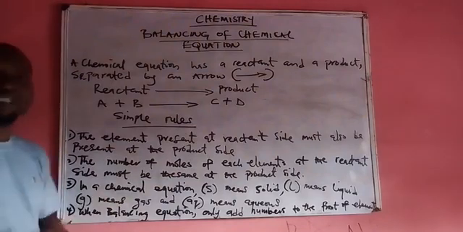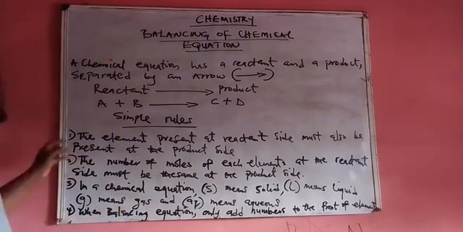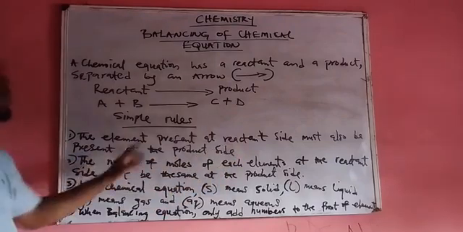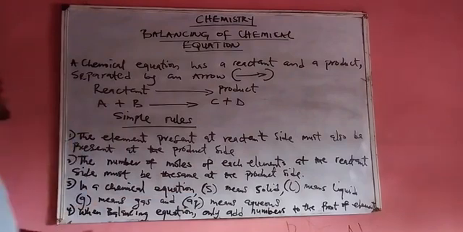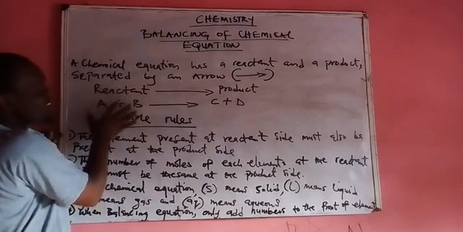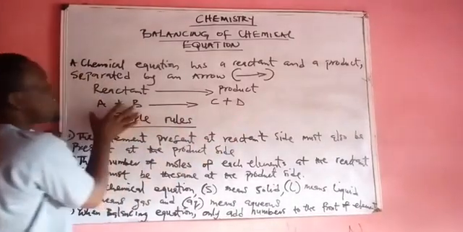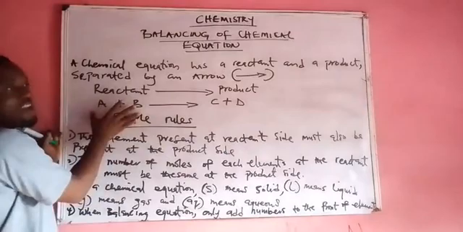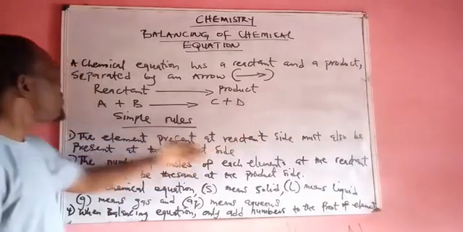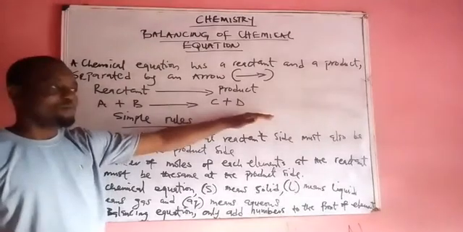When balancing a chemical equation, let's check the simple rules that we normally use. The first thing: the elements that are present at the reactant side must also be present at the product side. What do we mean? If hydrogen, oxygen, and nitrogen are present at the reactant side, they must also be present at the product side. We cannot have hydrogen, nitrogen, and maybe chlorine here, and then not have sodium there. Where did the sodium come from? So every element that is present here must also be reflected at the product side.